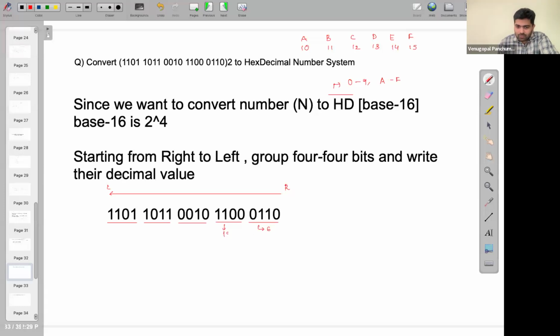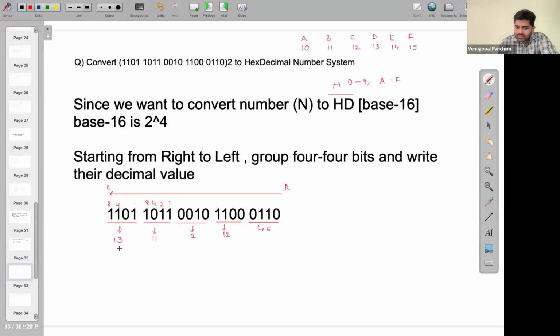What about this? This is 12. What about this? This is 2. What about this? So 8, 4, 2, 1: 8 plus 2 is 10, 10 plus 1 is 11. What about this? 8 plus 4 is 12, 12 plus 1 is 13.